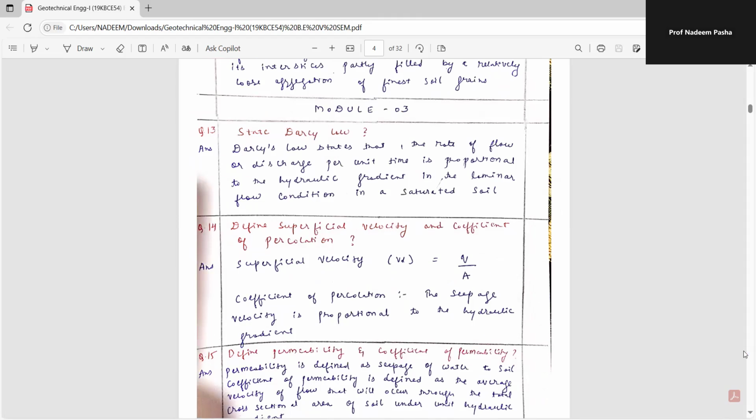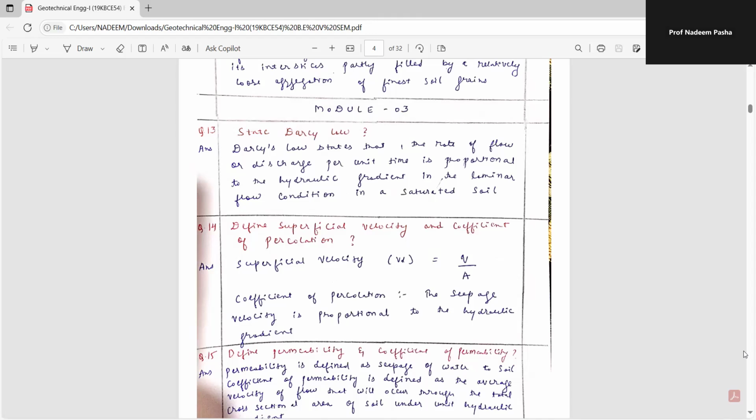So what is Darcy's law? Darcy's law states that the rate of flow or discharge per unit time is proportional to the hydraulic gradient in the laminar flow condition in a saturated soil. So how do you differentiate superficial velocity and coefficient of percolation? Superficial velocity v is equal to Q by A. Coefficient of percolation is the seepage velocity per unit hydraulic gradient.